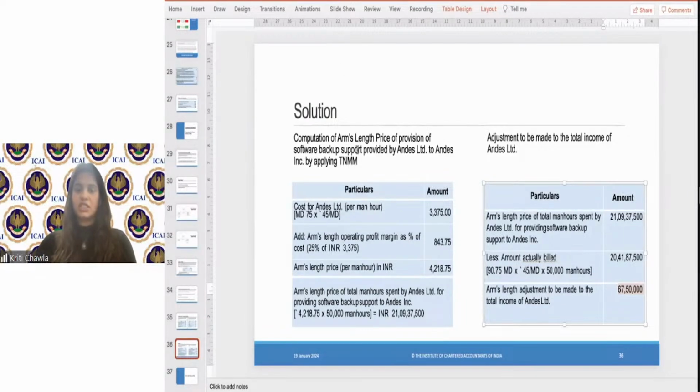Any questions here? This is how you calculate a TNMM situation. If a question says calculate TNMM, what you'll do is calculate your related party profit margin, then calculate your competitor's profit margin, and then compare the two and see what adjustment will actually be made.